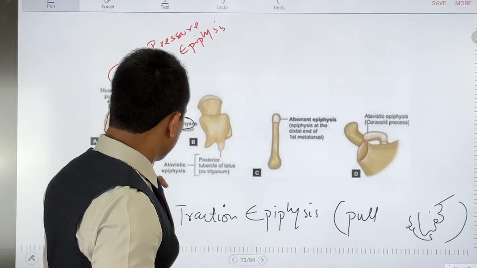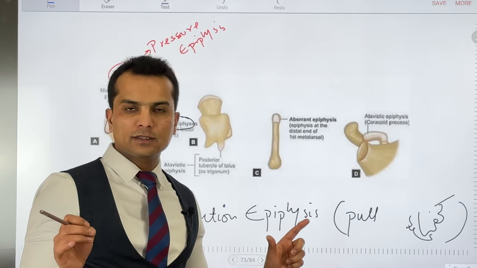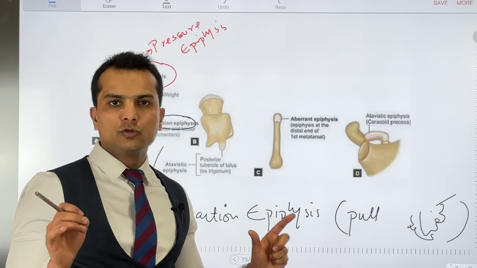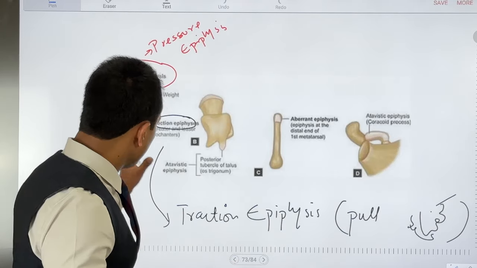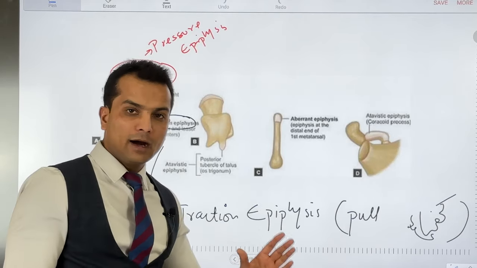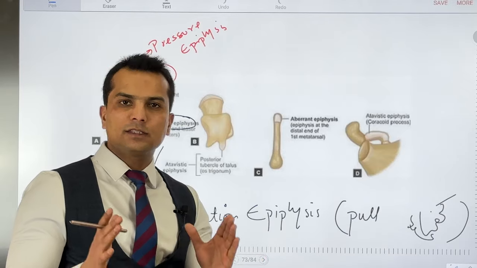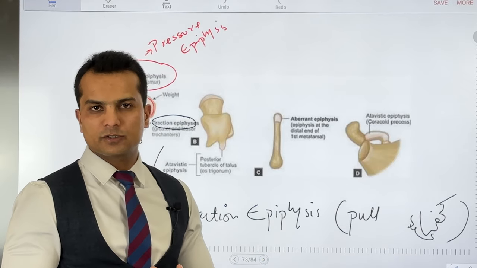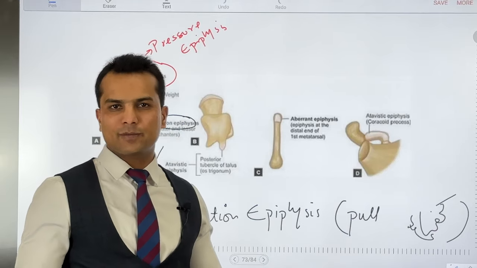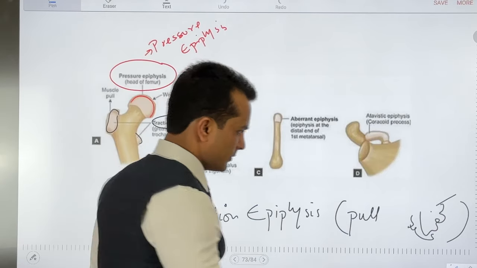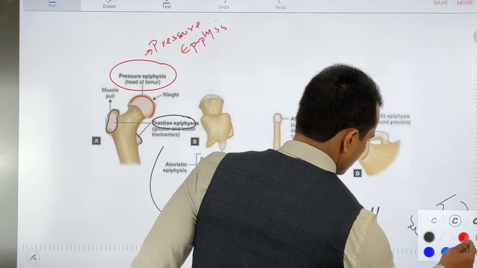So this type of epiphysis, traction epiphysis, is basically developed due to the traction of the muscles and tendons. So this is a site, the greater trochanter, lesser trochanter, or greater or lesser tubercle. This is the site of the attachment of the tendons and muscles. So due to the traction, due to the pull, this epiphysis will be developed, and this type of epiphysis is called a traction epiphysis.